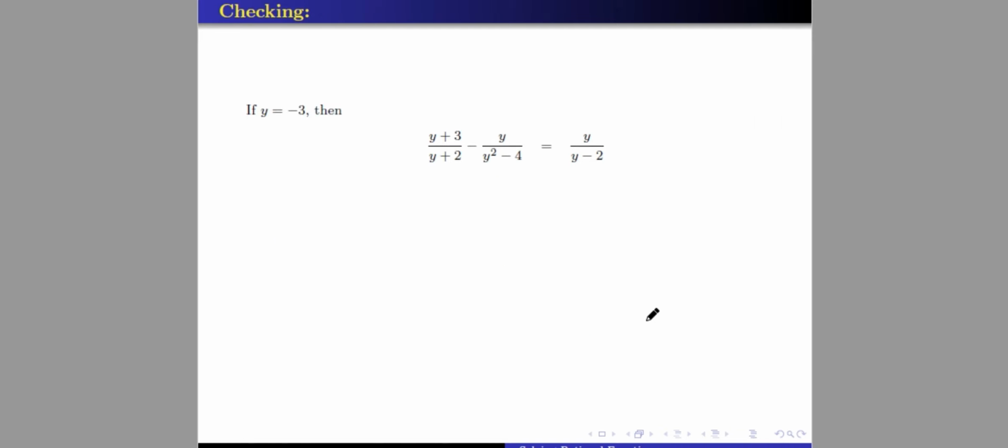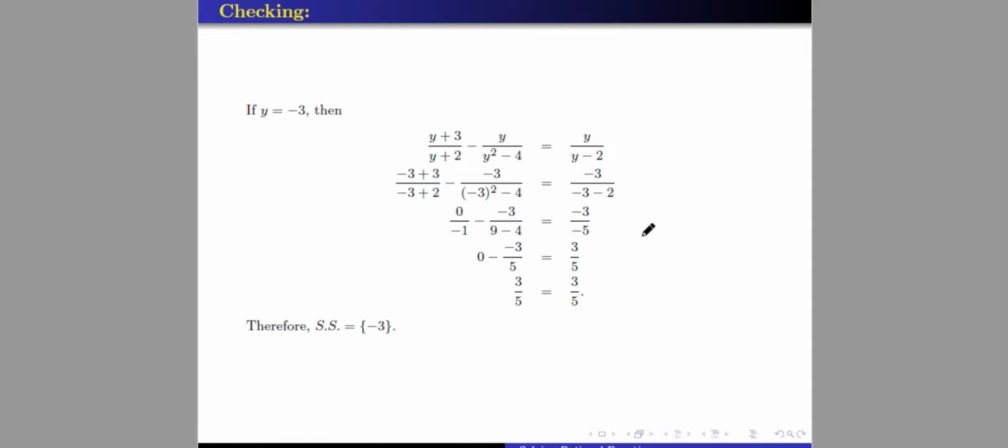So again, we'll check. So substitute. Take note on this part, this is 0. So 0 over negative 1. On this part, this will become 9 minus 4. So the first fraction will become 0. 9 minus 4 is 5. This one, negative divided by negative, is positive. Take note, this is minus and this is negative, so this will become positive. So again, it satisfies the rational equation, so therefore the solution set contains negative 3.